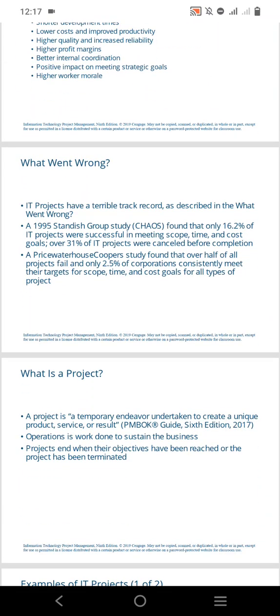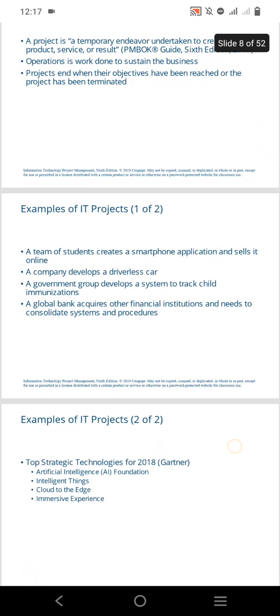Now, not every project is successful. Some projects fail because they were unable to meet the scope, the time, or the cost. And also some IT projects were cancelled before the project was completed. So these are what could make a project not to be successful. And then we have defined what a project is.